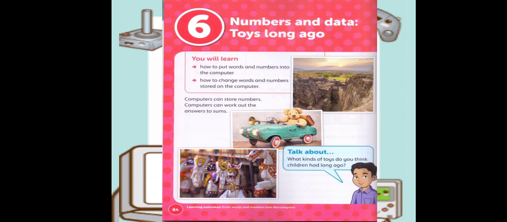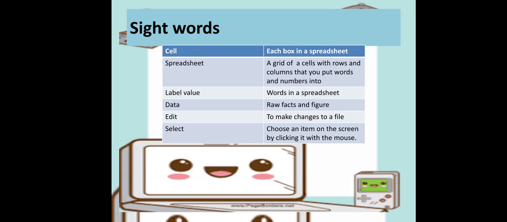Basically I told you that computers can store numbers, and computers can work out the answers to sums. We will make a table in which we will make a record related to your toys, how many toys you have, the numbers and their names, and then in the end we will add the toys. These are the sight words: cell, spreadsheet, label, value, data, edit and select.